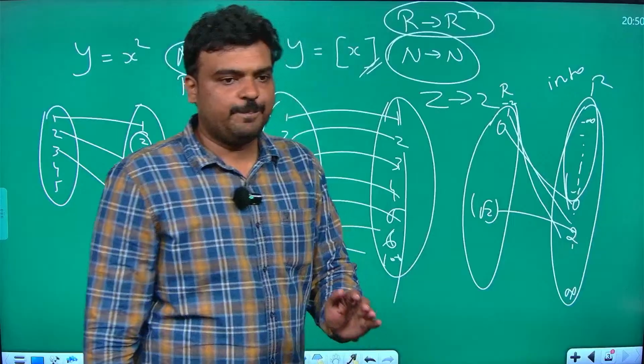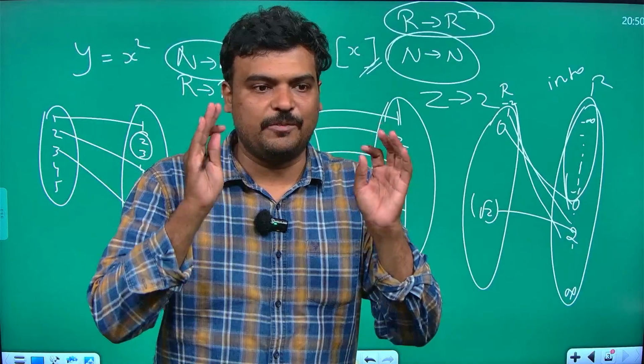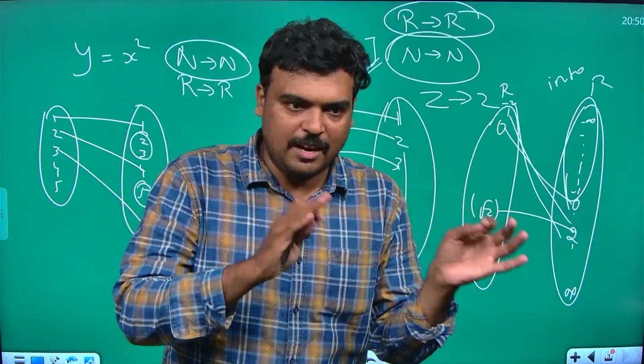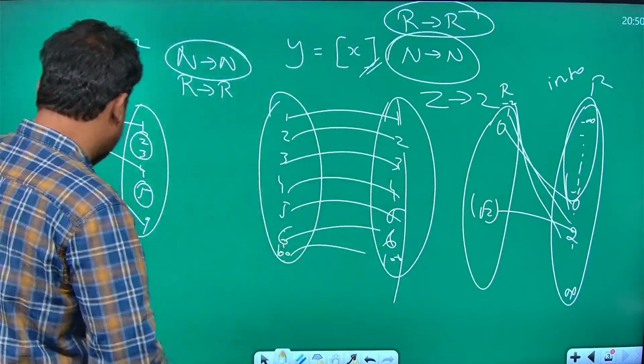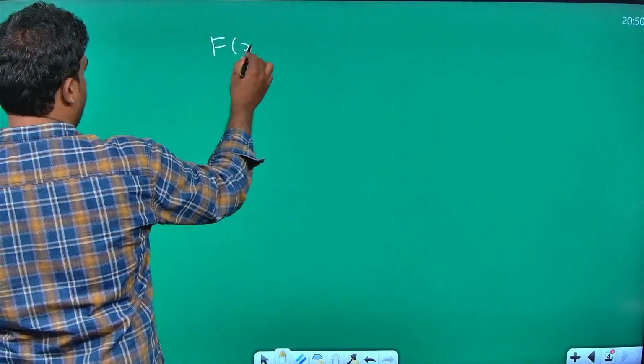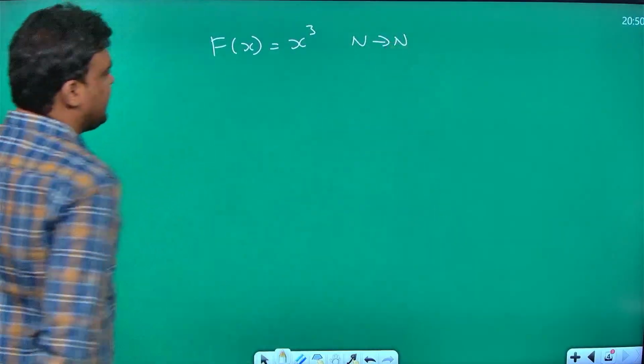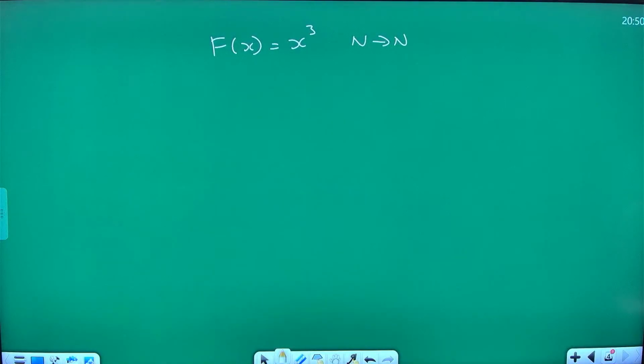So somehow I understood that by giving a function, I want to note whether it's 1-to-1 or onto. Now that I have said so much, after this it will not be difficult for you. I'll give you a function. f of x is equal to x cube. And I have given natural to natural. Guys, can you say whether the function is 1-to-1?